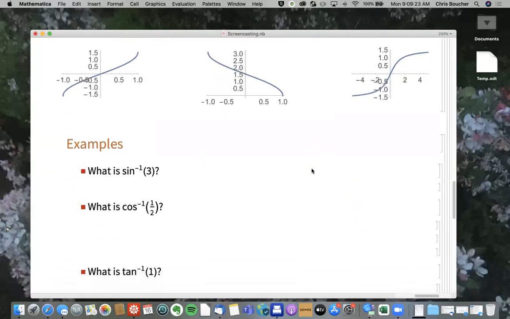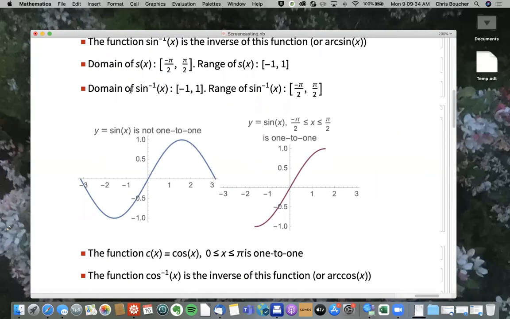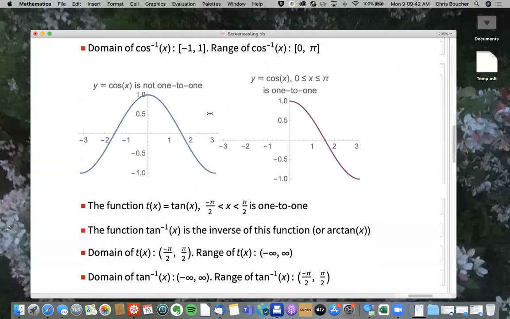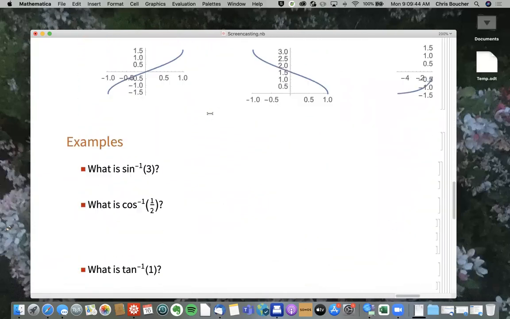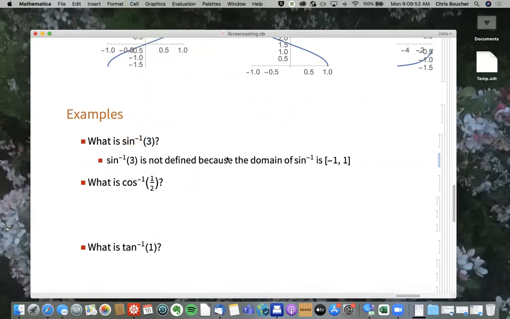Okay, a few examples. What is the sine inverse of 3? So this is a bit of a trick question. Not really, I guess, but you will recall that the domain of the inverse sine is the interval from -1 to 1, right? The same for the inverse cosine. They both have domain -1 to 1, and that means you cannot plug something into them that's not in this interval, right? 3 is outside the interval from -1 to 1, so this quantity is not defined.